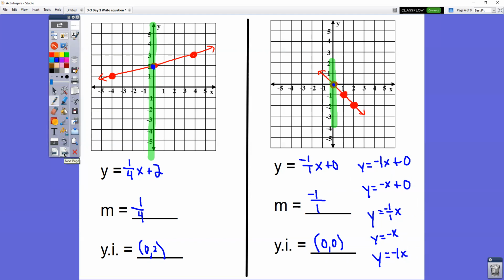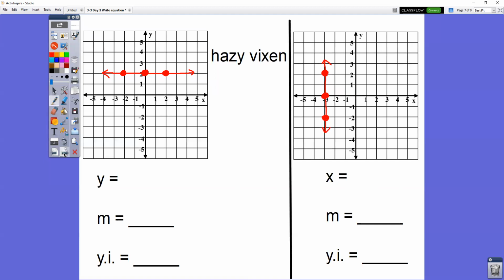Now, that's one type of problem that you're going to have today. Here's the other type, and this is extremely important that you pay attention because these are very, very different. Here's a little way to remember it, and you're going to hear your ninth grade teachers next year say the same thing. When you have horizontal lines, they go left and right. And when you have vertical lines like this that go straight up and down, you want to remember hazy Vixen. This is a way to remember what you're doing.